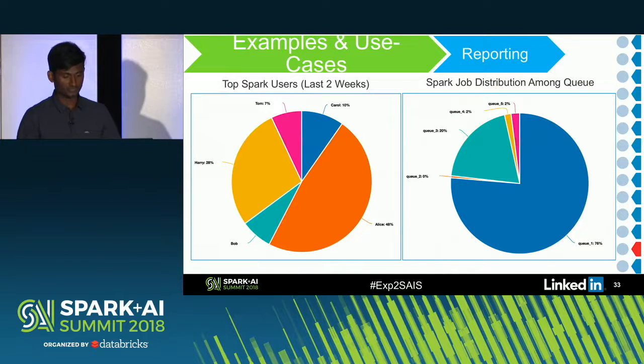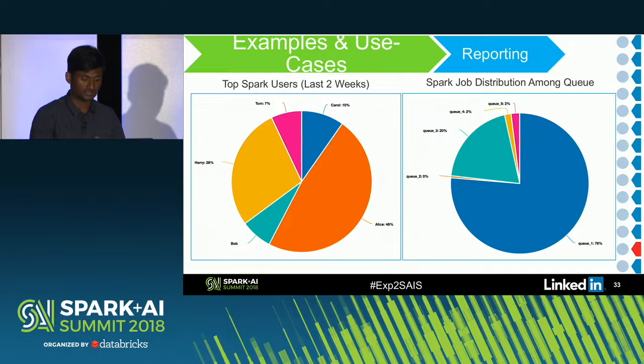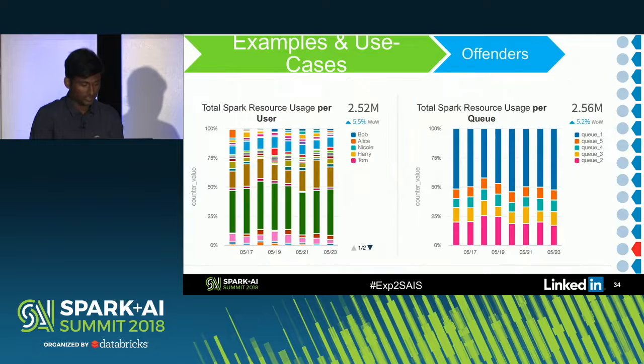So with that, we can do a lot of reporting on top of the metrics that you have. You can find out who are the top Spark users on the clusters, how the Spark workloads are distributed across different queues. You can also find out how was the Spark resource utilization per user, per queue. You can find out offenders on the clusters. So essentially, once you have the rich set of metrics, you have the capability to do anomaly detection and do an RCA. It becomes a really powerful system where you can get limitless insights into what is happening in the grid.